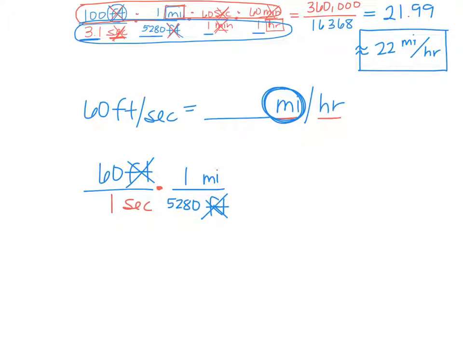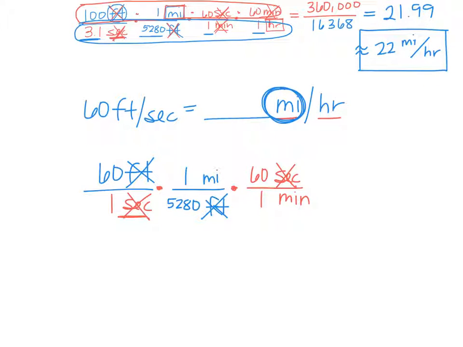We want to be at miles per hour. So now I need to convert my seconds. So seconds right now is on bottom. I'm going to put seconds on top, and seconds are going to convert to minutes. So 60 seconds is 1 minute, and now my seconds have canceled out.